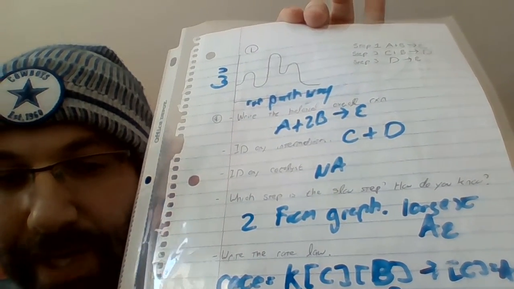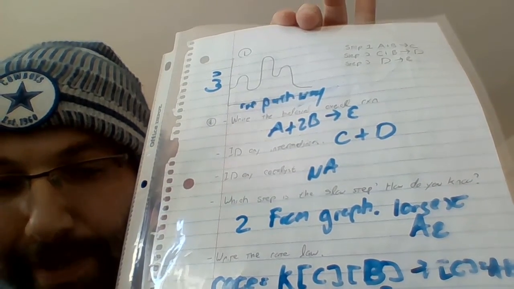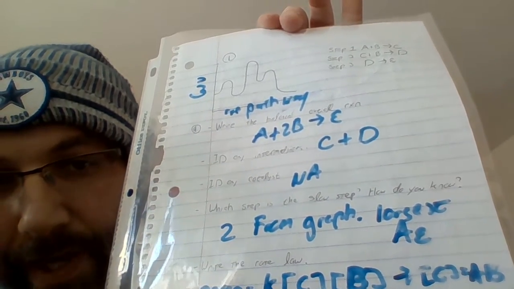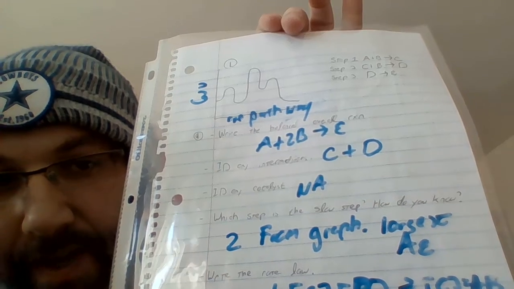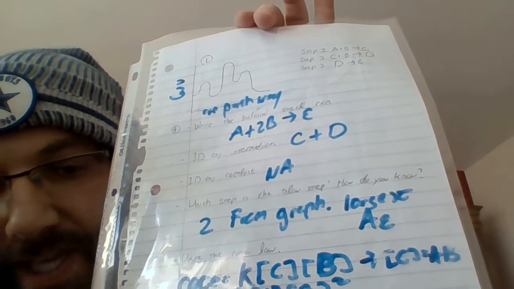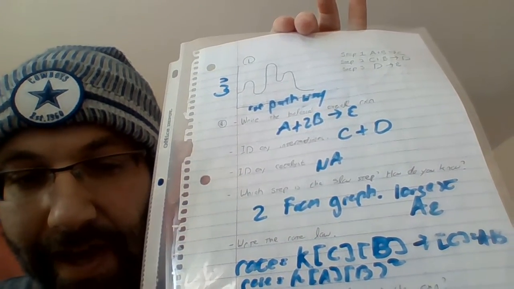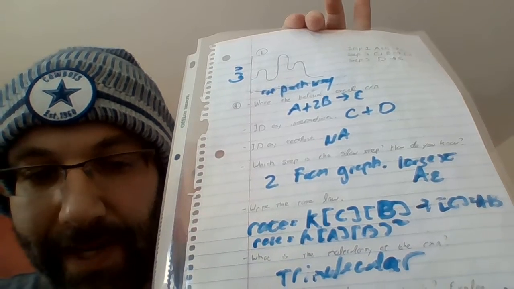However, we can't have C in the rate law. As we said, it's an intermediate. Can't have intermediates in the rate law. So instead, we know step 1 is fast, and C is produced by A and B. So we can sub C out for A and B, and then we plug it back in, we get rate equals k, A times B squared, which makes this trimolecular.